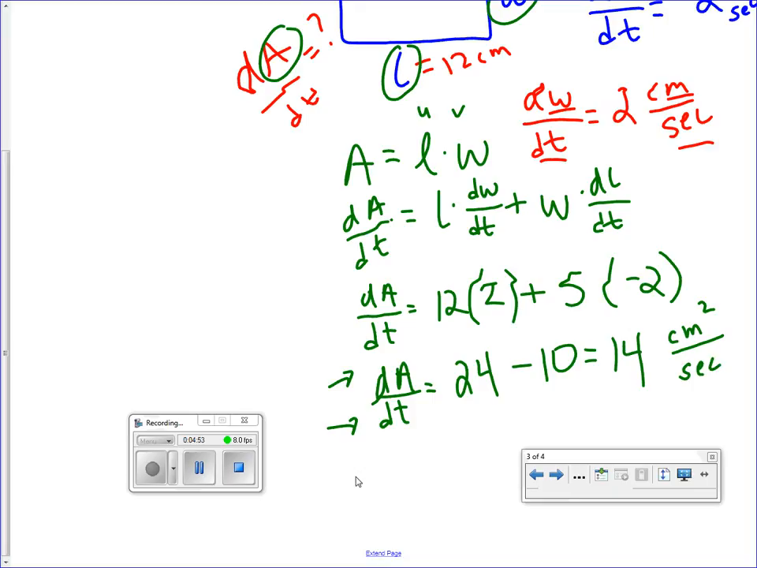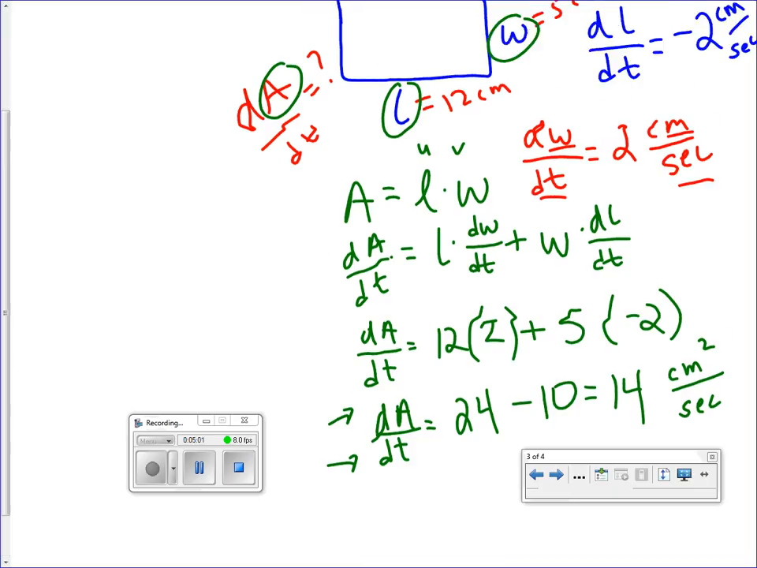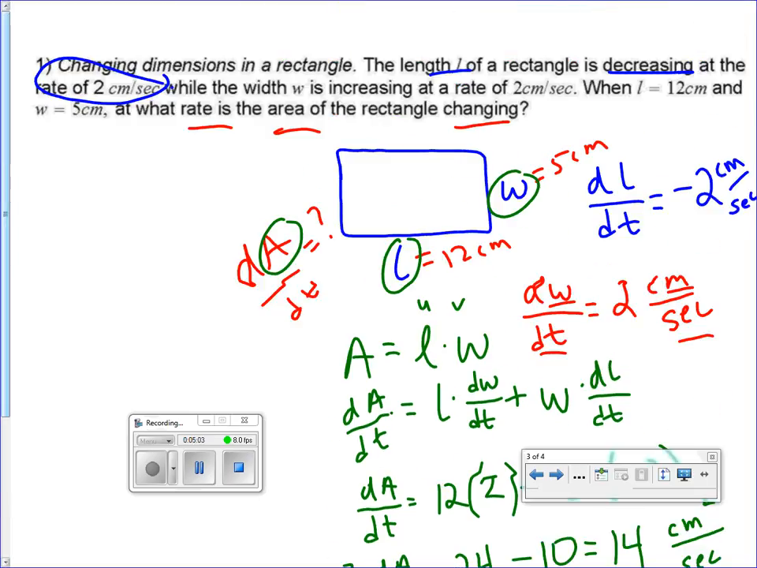Lastly, I need to interpret it. So I'm going to write a complete sentence. For that, I'm going to go back to the text. I'm going to reread the question, and I'm going to restate the question when I write my answer. The question is, at what rate is the area changing? And that's when the length is 12 and the width is 5. So I'm going to start by rewriting that.